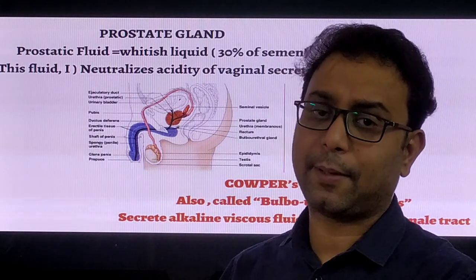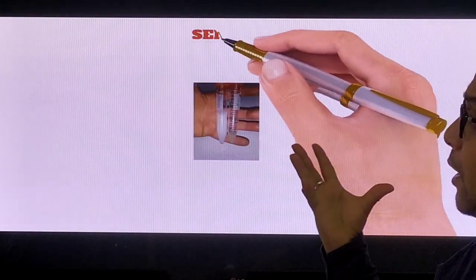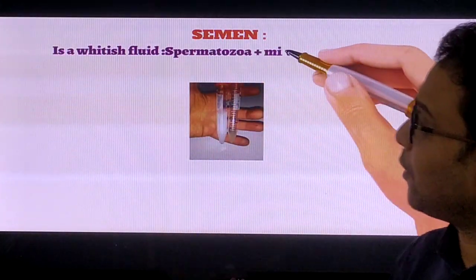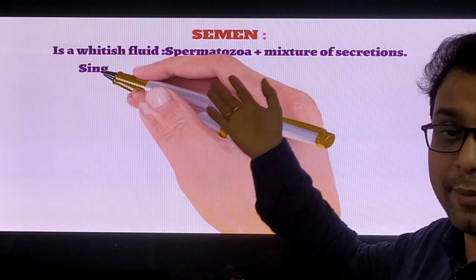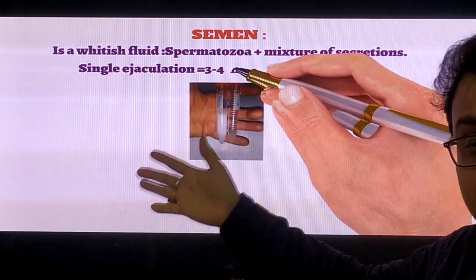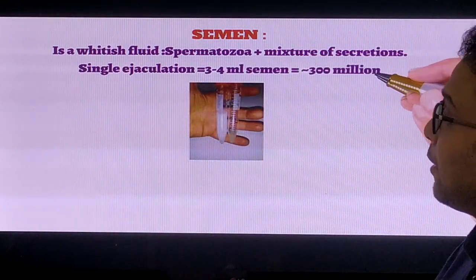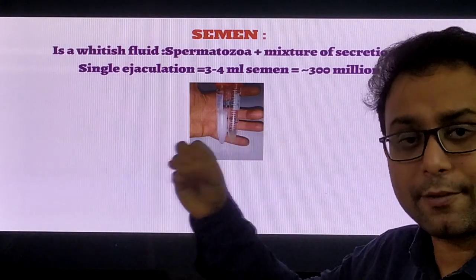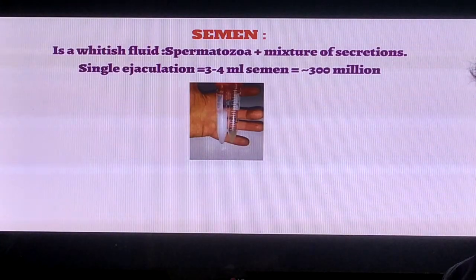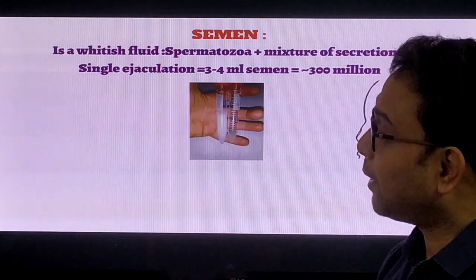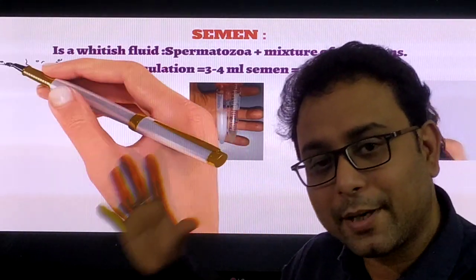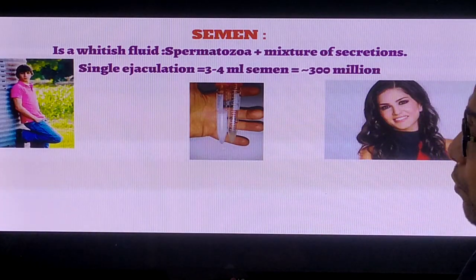What is the name of that particular fluid when the secretions are mixed? That is called semen. Semen is a whitish colored fluid, which is a mixture of spermatozoa, that means sperm, and the secretions of all these three glands. In a single ejaculation, 3 to 4 ml of semen is ejaculated from the male body, which contains approximately 300 million sperm. Very interesting. But only a single sperm can fertilize the single ovum.